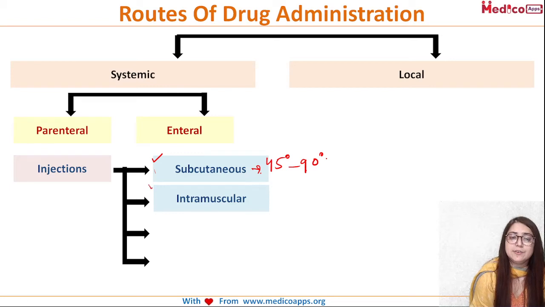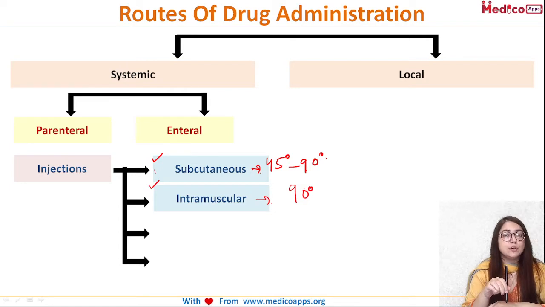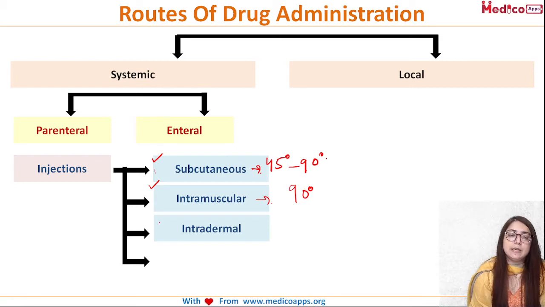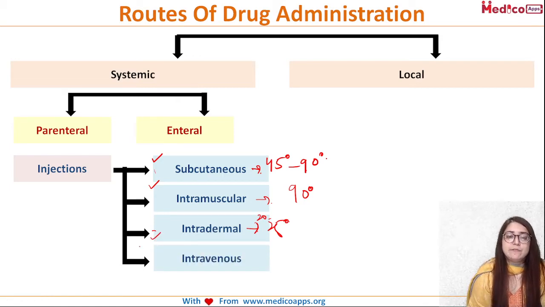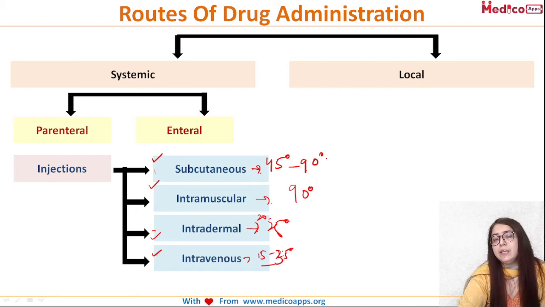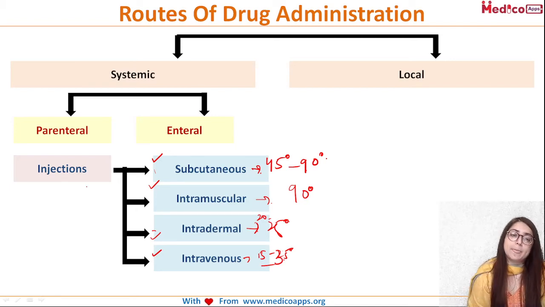Now intramuscular, your needle should be at 90 degrees when you are giving injection to your patient. Then intradermal is around 20 to 25 degrees. Intravenous is 15 to 25 degrees, or you can say 15 to 30 degrees, whenever you are giving any intravenous injection to your patient. So the important thing is the angulation for injection.